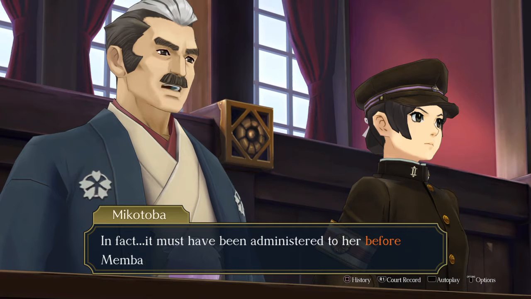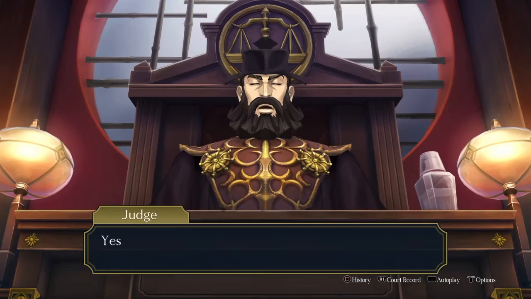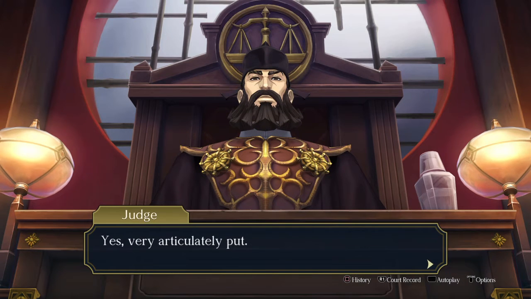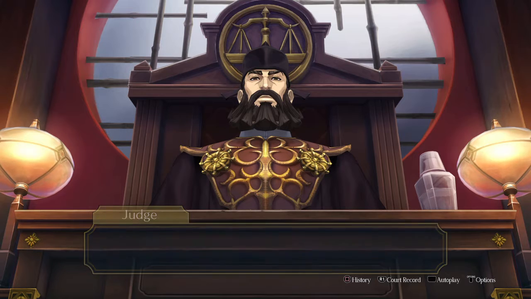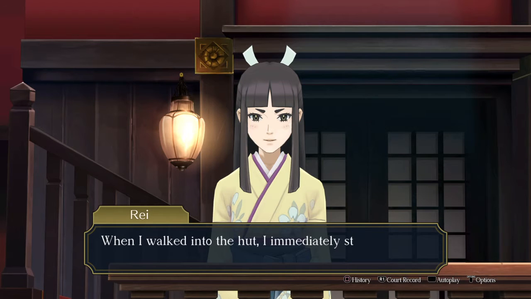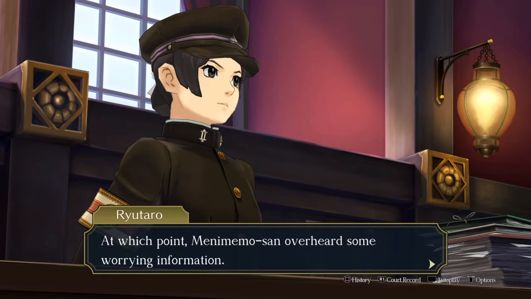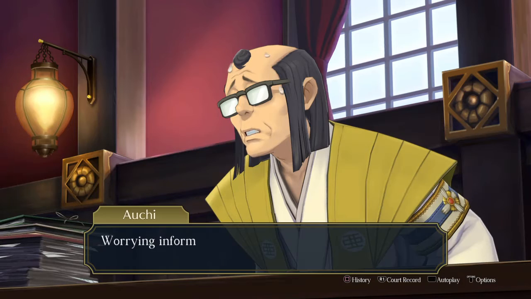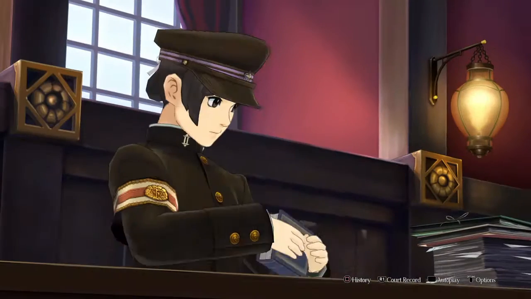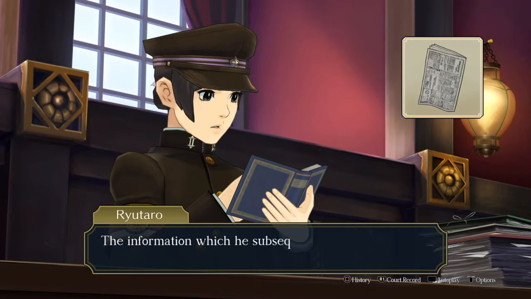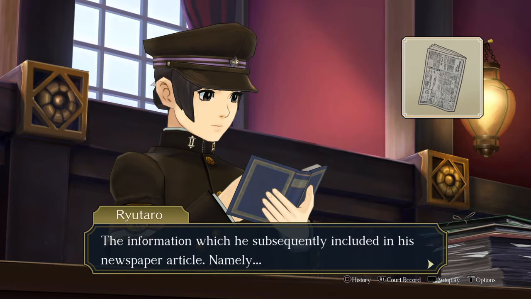In fact, it must have been administered to her before Minbami-san entered the hut. Yes. Very articulately put. When I walked into the hut, I immediately started to press Miss Brett about the poison. At which point, Minimoto-san overheard some worrying information. Worrying information? What worrying information? The information which he subsequently included in his newspaper article.